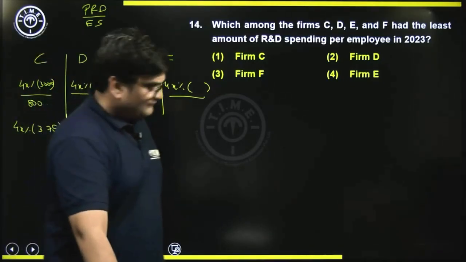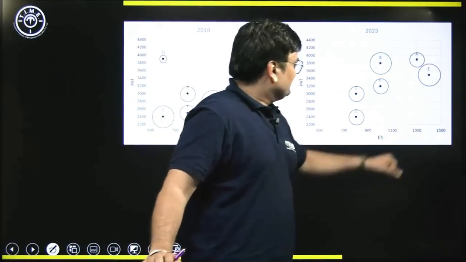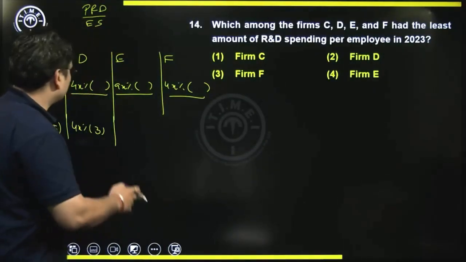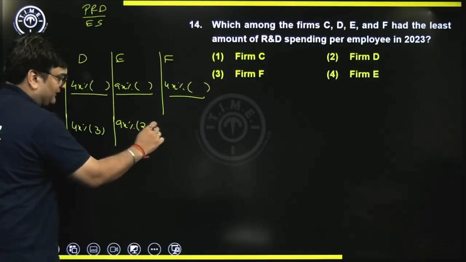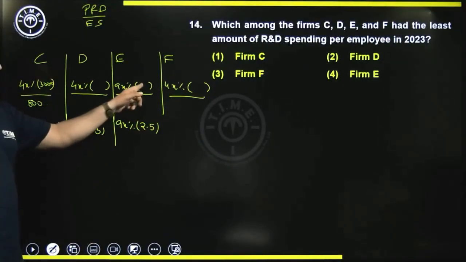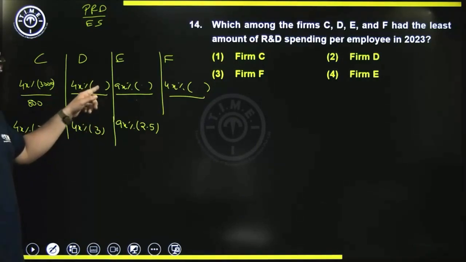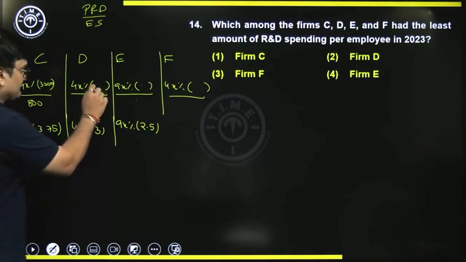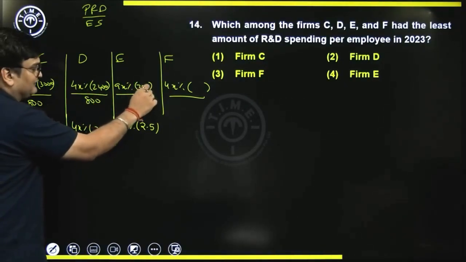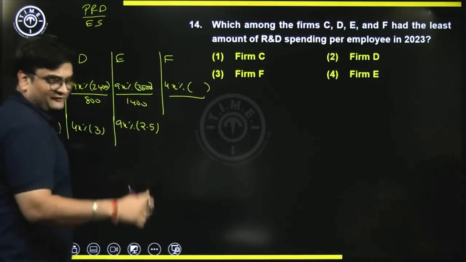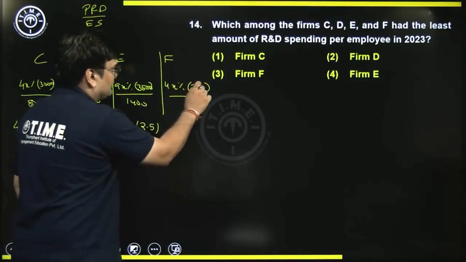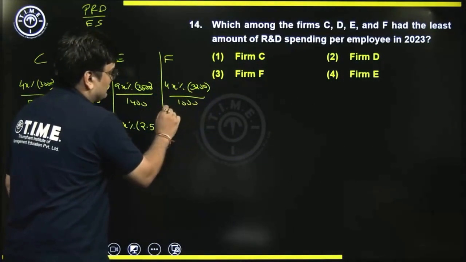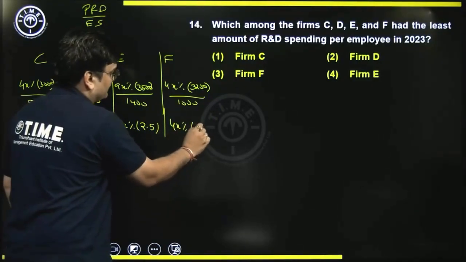And E, it's 3500 by 1400, 2.5 it was. So 9x percentage of 2.5. So here I should get 3500 by 1400, here I should get 2400 by 800. If I just want to write it down, this is what we will get after simplification. And lastly for F, what is F? 3200 by 1000. So 3.2. Now please note 4x% of 3.2.